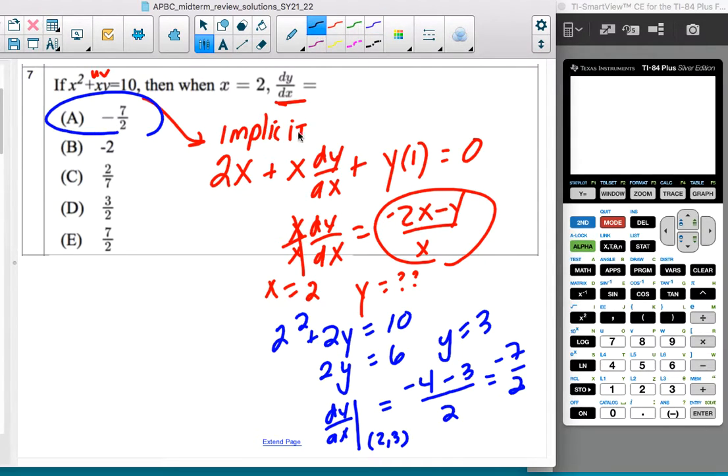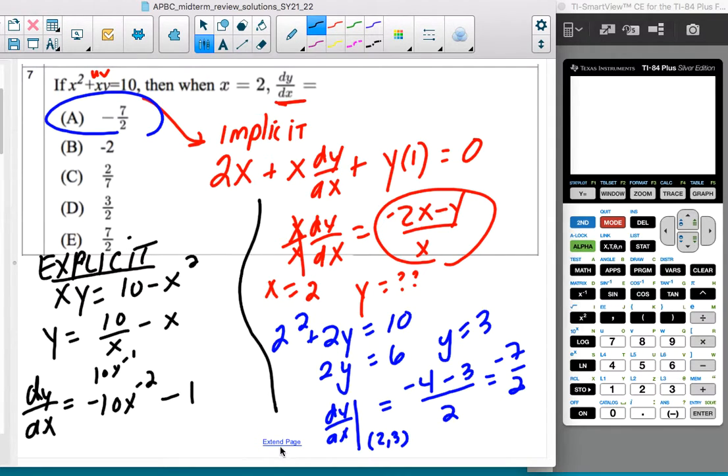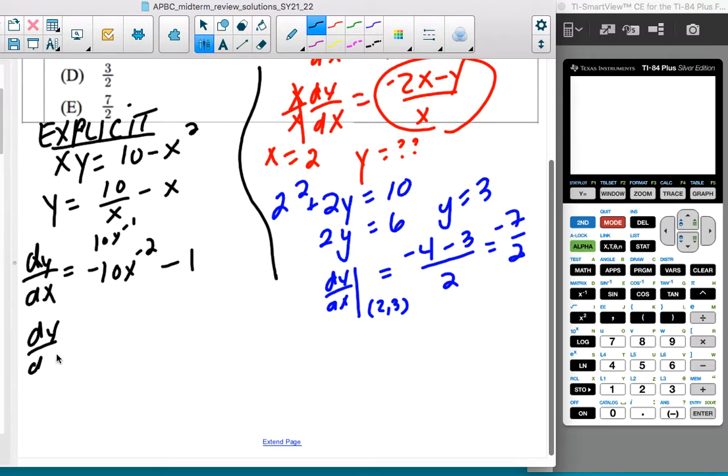There is actually an interesting other option here, though, because since there's only the one y, you could do this explicitly. It really just boils down to what is more work for you. You could have xy equals 10 minus x squared. You could make this y equals 10 over x minus x squared over x. If you differentiate, this is 10x to the negative first, so you would get negative 10x to the negative second, minus 1. And so your dy/dx would essentially be negative 10 over x squared minus 1.